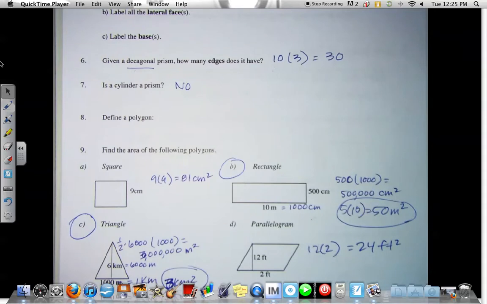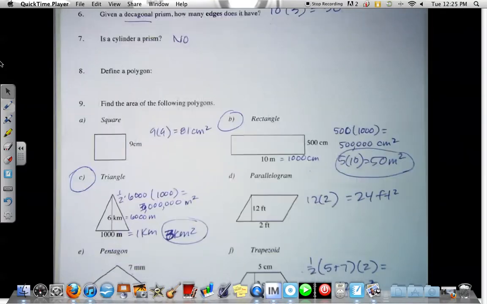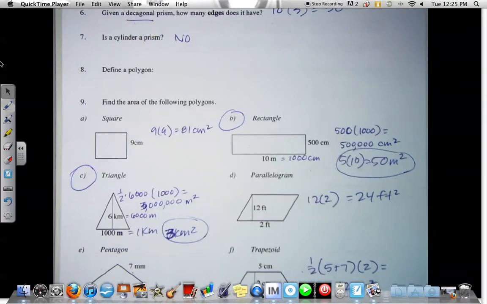The rectangle on B. If you converted it to centimeters, then it's 500,000 centimeters squared. If you put it to meters, it's 50 meters squared. Triangle, 1/2 base times the height. If you have it in meters, it's 3 million meters squared. If you put it in kilometers, it's 3 kilometers squared.